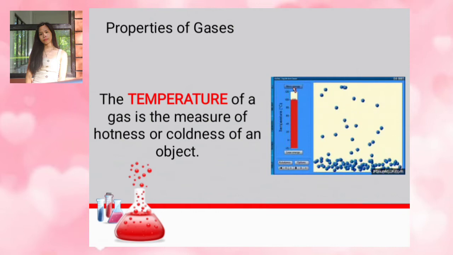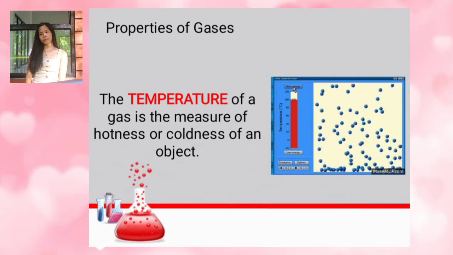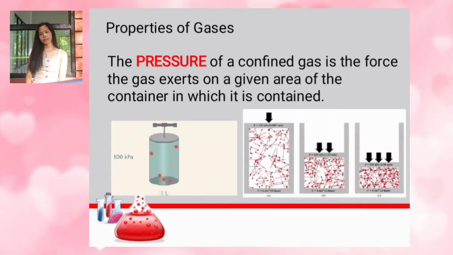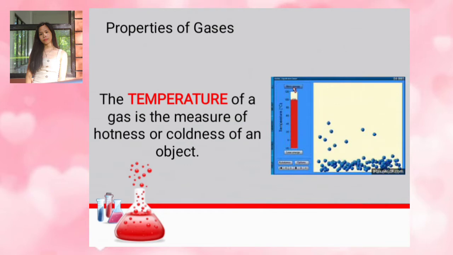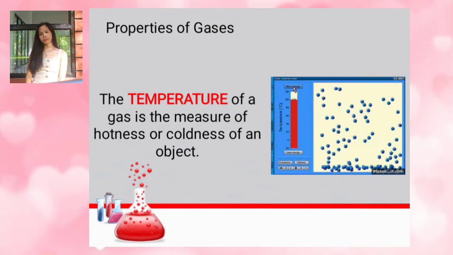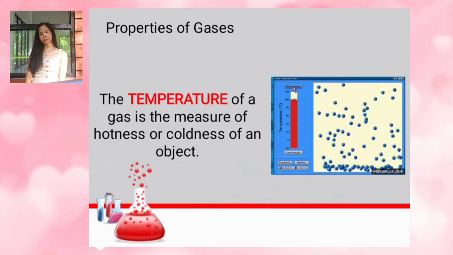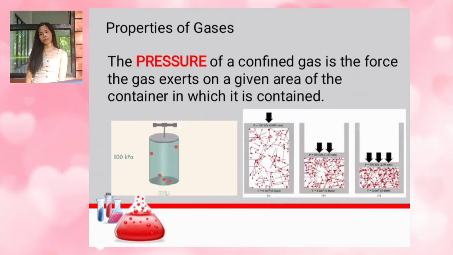The temperature of a gas is the measure of hotness or coolness of an object. Nakikita ba, di ba natin yung halimbawa ng temperature? Yung animation natin, di ba? Hotness or coldness of an object. The pressure of a confined gas is the force of the gas exerted on a given area of the container in which it is contained. Di ba? Kita natin yung example ng pressure.